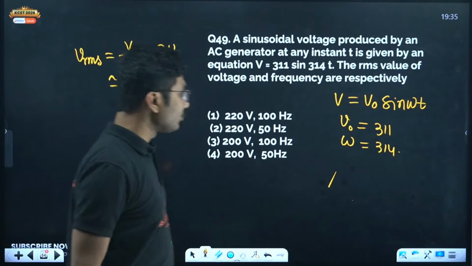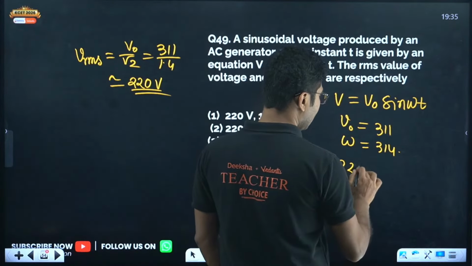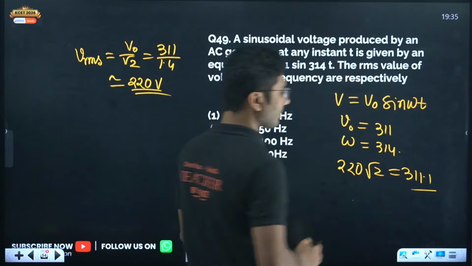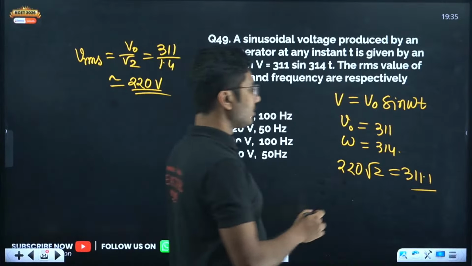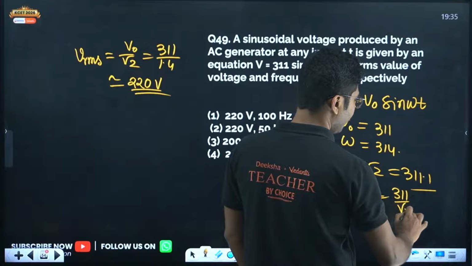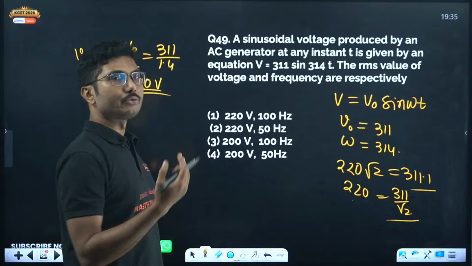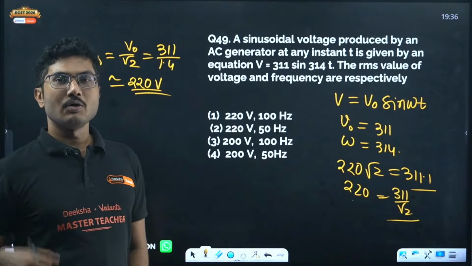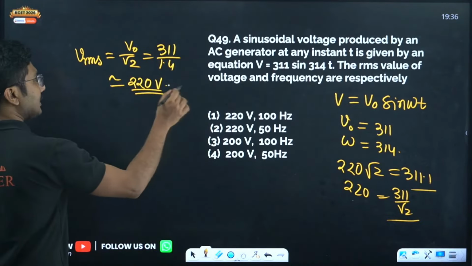Now this one you should remember very carefully: 220 times root 2 is 311. If you remember this, then the opposite will be 220 volt, so 220 equals 311 by root 2. This is very common because our domestic supply uses 220 volt. That's why 220 volt times root 2 is 311 volt, which is the maximum value of our domestic supply. This is the RMS value.